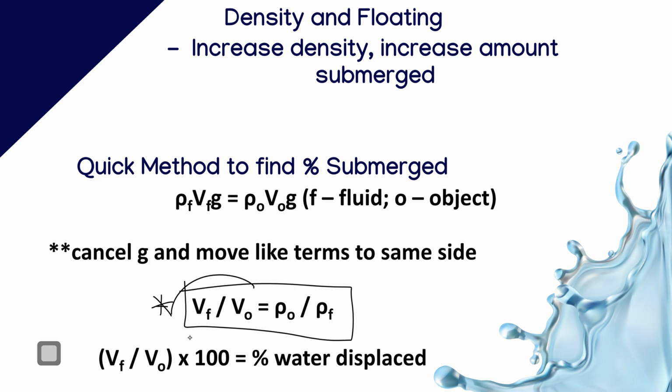But this part right here with the volumes, this V_F over V_0 times 100, that's going to equal the percent of water displaced. Okay? That's going to equal what percentage of water has moved away from the object, and therefore how much is submerged of the object. Well, you'd have to go back and think, okay, if that's how much water got displaced, that is how much should be submerged of the object. Okay? So that's a nice formula.